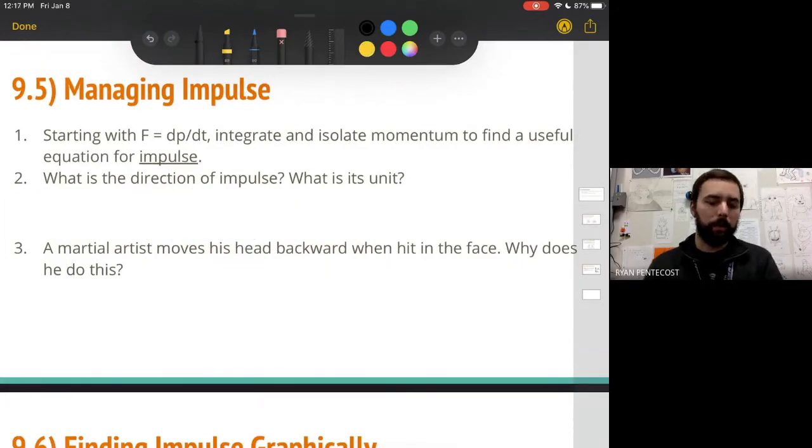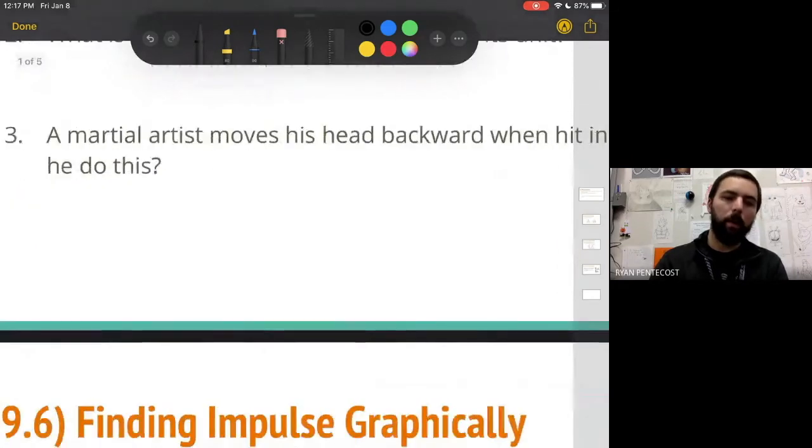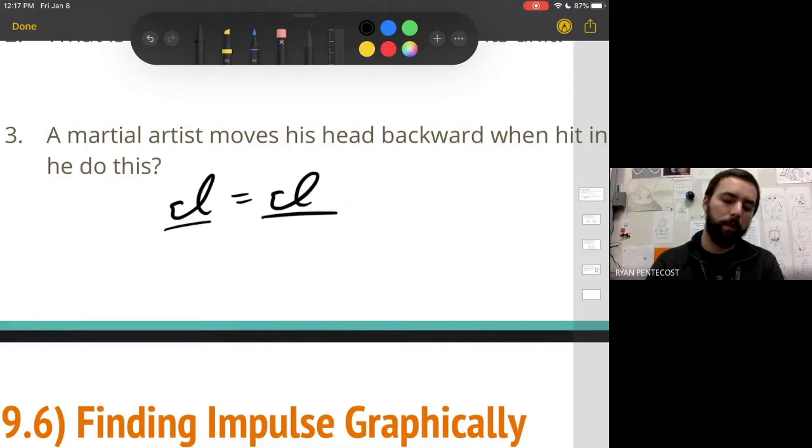Number 3 says, a martial artist moves his head backward when hit in the face. Why does he do this? So if we look at the relationship between impulse, okay, say we have a constant impulse, right? And we have two scenarios. One, F delta t, where you get hit in the face with a certain force and the collision lasts a certain amount of time, delta t.